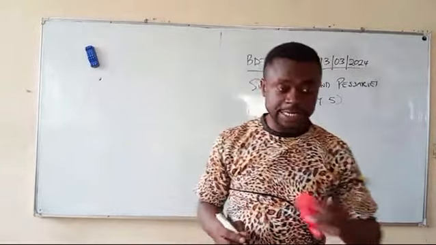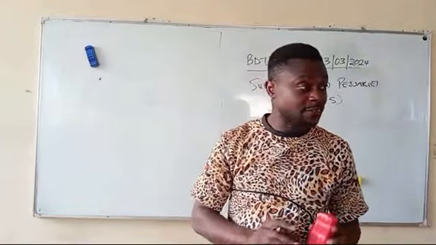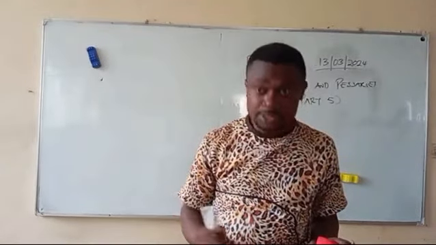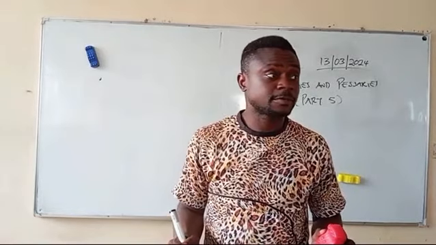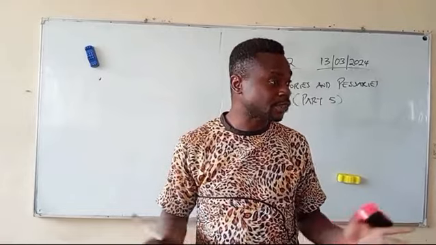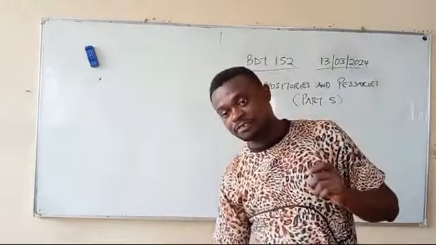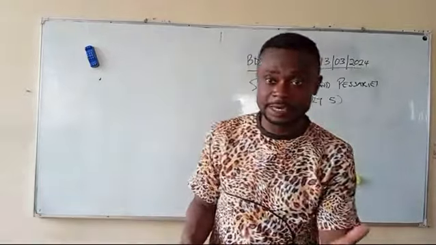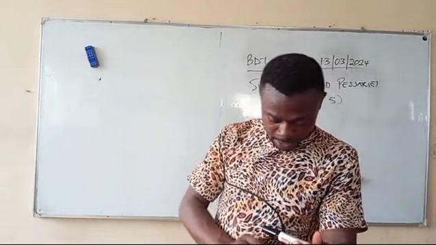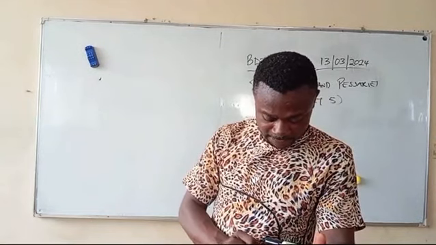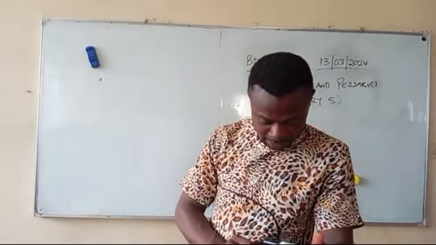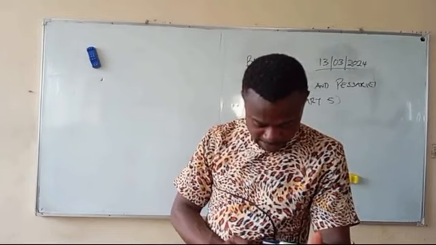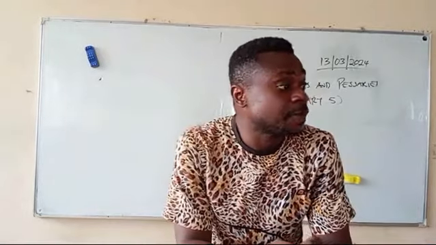We are still on the topic Suppositories and Pessaries, Part 5. This is our fifth contact on this topic. Yesterday, we discussed the suppository basis, and we started from the types of categories of suppository basis and examples. We discussed the fatty basis, and under the fatty basis, we discussed the natural, which is theobroma oil as an example. Then we introduced the synthetic fatty basis. But today we'll start from the synthetic fat, that is the synthetic fatty basis.